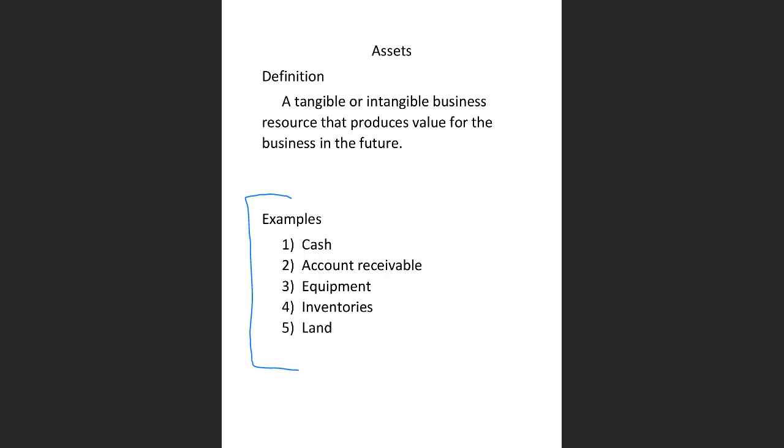Your cash is the amount of money you have in the bank. Fairly straightforward, it's your money. Accounts receivable. Can anybody remind us what accounts receivable are? Exactly, Vanessa. So your accounts receivable are essentially sales that you have not collected yet. So it's the amount of money that people owe you from your sales.